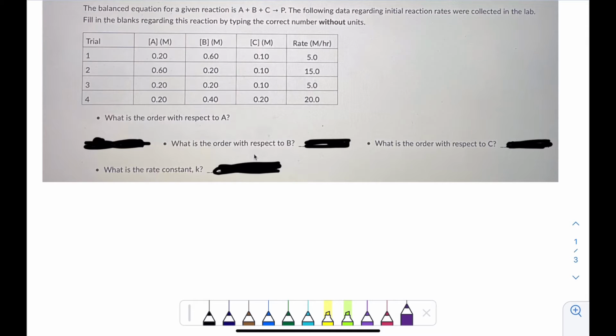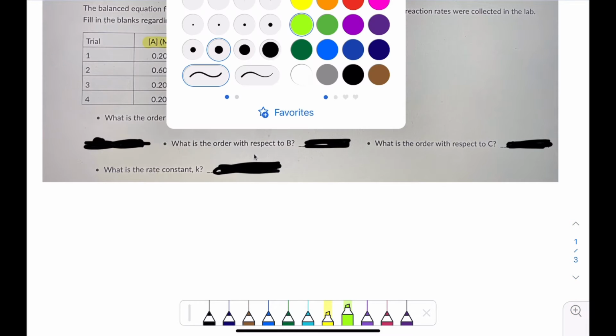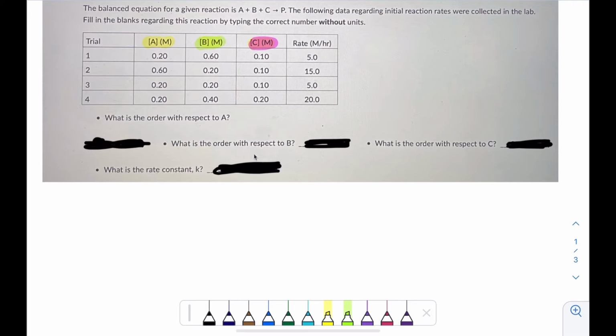This is one of those examples where we have several trials and we're trying to figure out what the rate law is. In other words, what is the order with respect to each of the reactants? What makes this harder is that there are 3 reactants instead of just 2. We did a lot with just 2 reactants in the practice problems. So in this one we have A, B, and C. So we have 3 reactants that we're trying to figure out the order with respect to. Let me color code them.